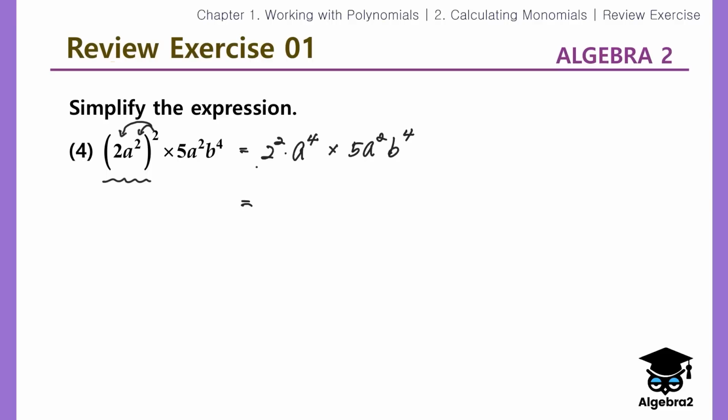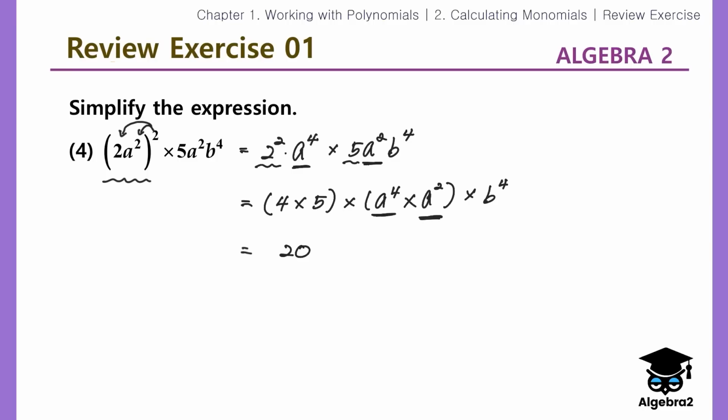So constant by constant, number by number. So 2 squared, that's 4. And we have a 5. Variable a to the 4, a squared, right? This is a squared. And we have b to the power of 4. So 4 times 5, that's 20. Here, a to the 4, a squared, that's a to the 4 plus 2, a to the 6, and we have b to the power of 4.